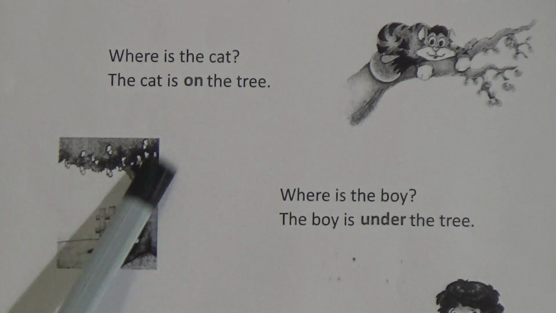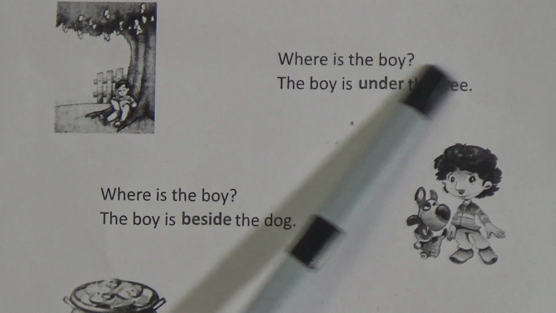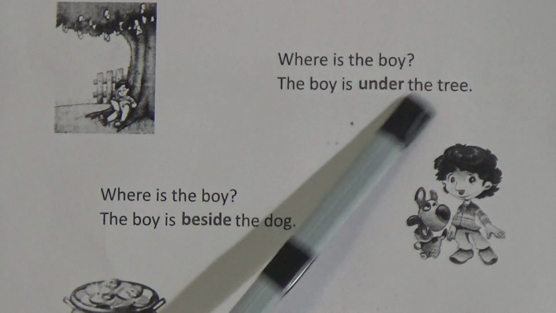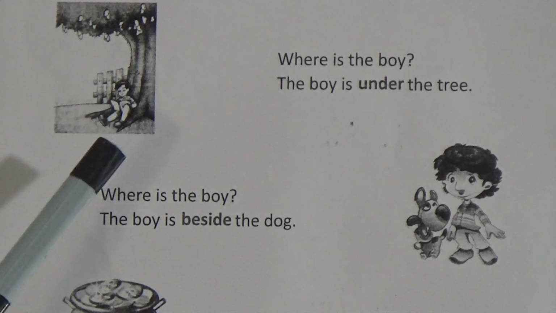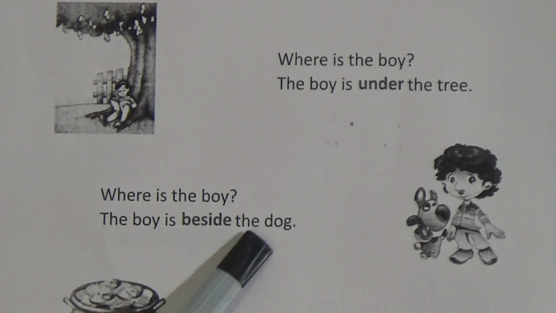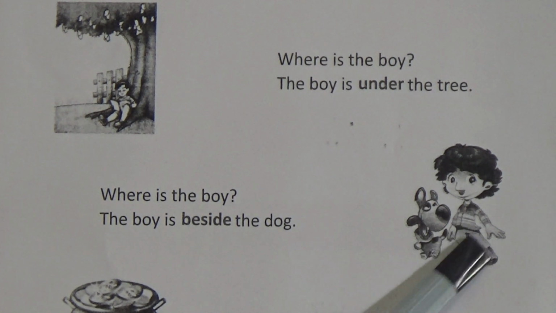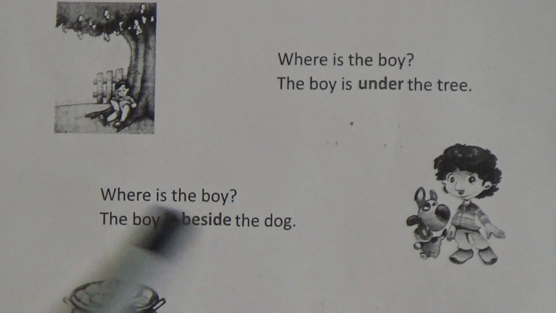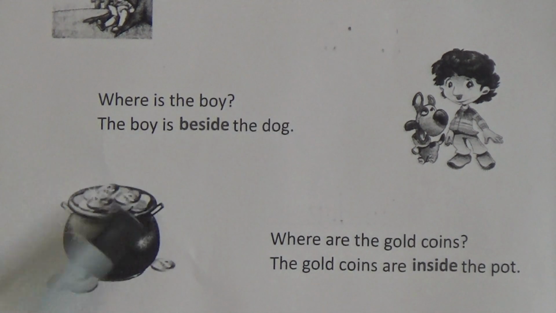So see the next picture here. Here is a tree and a boy is sitting under this tree. So where is the boy? The boy is under the tree. This word under is a preposition and it is used to show the position or the place of the boy. So see the next sentence. Where is the boy? The boy is beside the dog. See, the dog is here and the boy is beside him. So here, beside is used to show the position of the boy.